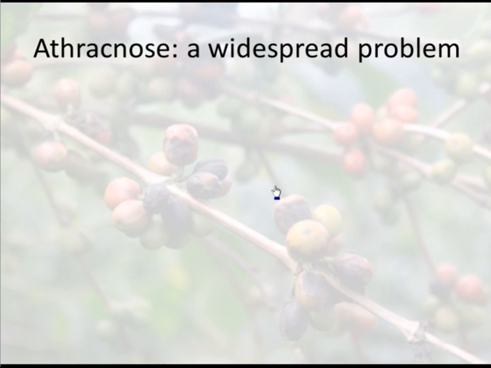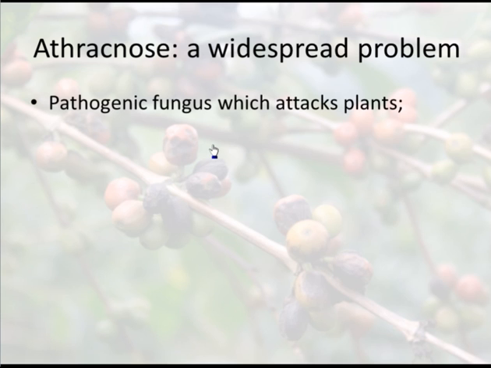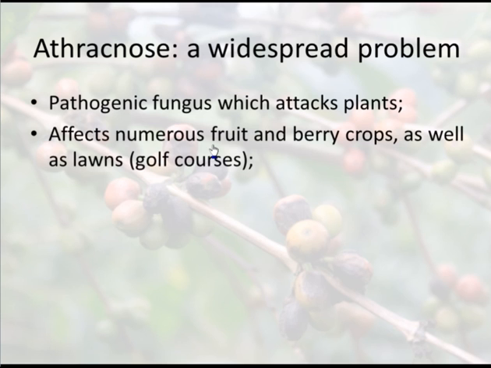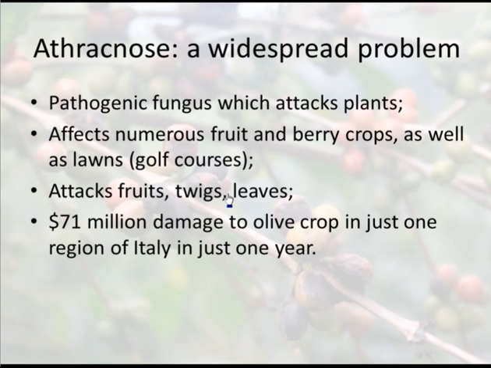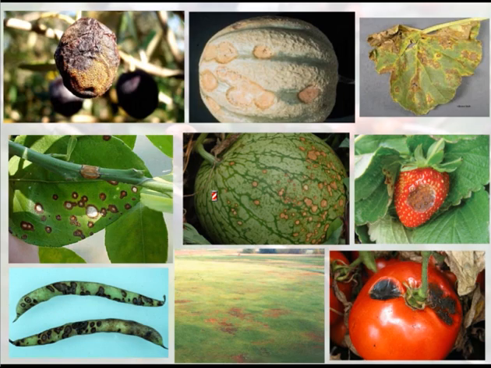Anthracnose is in fact a widespread agricultural problem. It is a pathogenic fungus which attacks plants. It affects numerous fruit and berry crops as well as lawns, such as golf courses. It attacks fruits, twigs, and leaves. Just as one example, in just 1 year, in just one region of Italy, in just one crop, the olive crop, it caused $71 million worth of damage. So you can imagine the worldwide damage caused by Anthracnose.